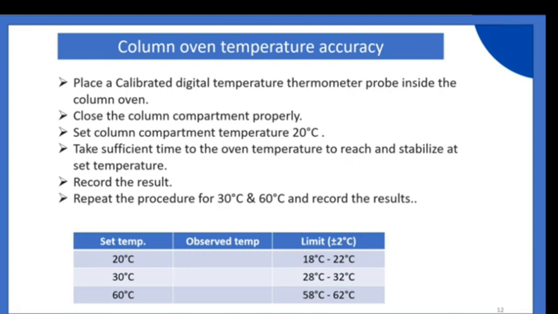Here is the table. Set temperature 20 degrees Celsius, and the limit is plus minus 2 degrees Celsius, that is 18 to 22 degrees Celsius. For 30 degrees Celsius, the limit is 28 to 32 degrees Celsius, and for 60 degrees, the limit is 58 to 62 degrees Celsius.